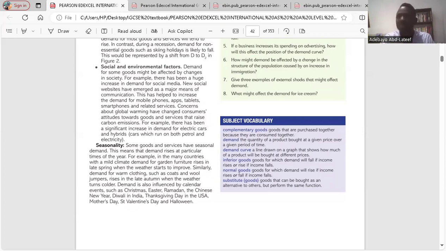That is seasonal. So at this point in time, if it's Christmas, demand will increase. If it's Ramadan, demand for dates will increase. Do you understand? So changes in an event could shift the demand curve rightward or leftward. Is it clear? Yes. So that's all about demand, I think.